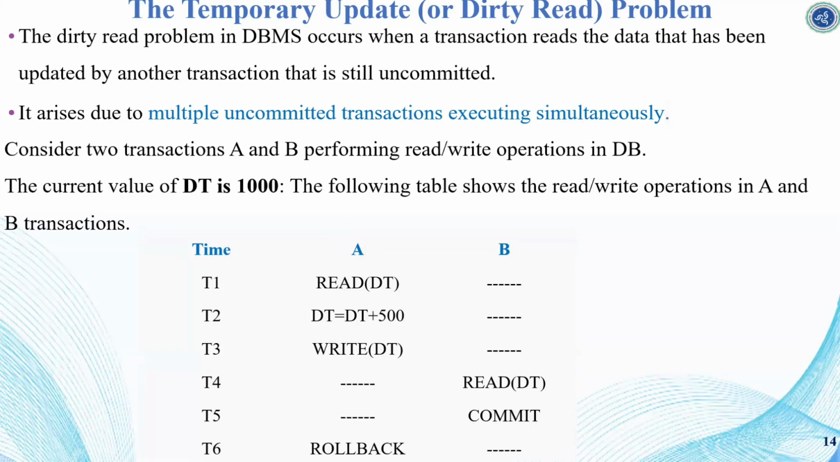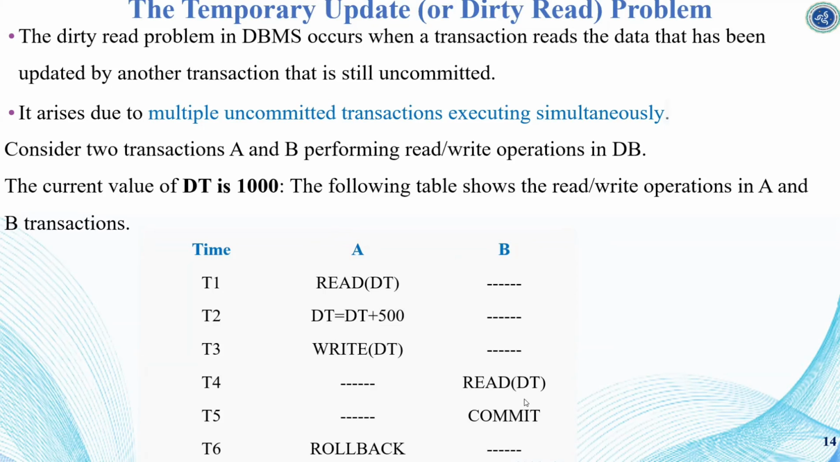Okay. So when this is rolled back, after T6 the value of A is again 1000, right? But what value did transaction B get? It is 1500.